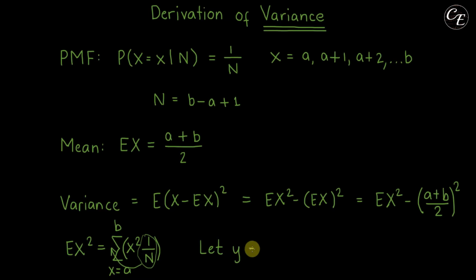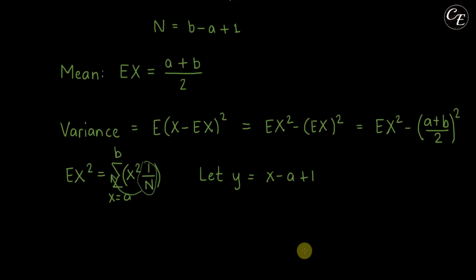Let y be equal to x minus a plus 1. So we're going to transform this x to y, and then from here x will be equal to y plus a minus 1. Using this, we can simplify the evaluation of this expression. Let us substitute this for x here. Then let us change this x to y using this.